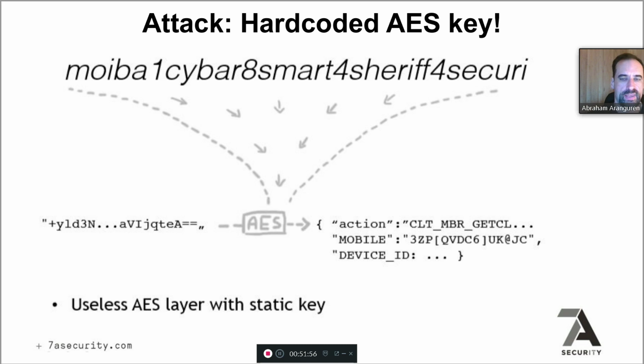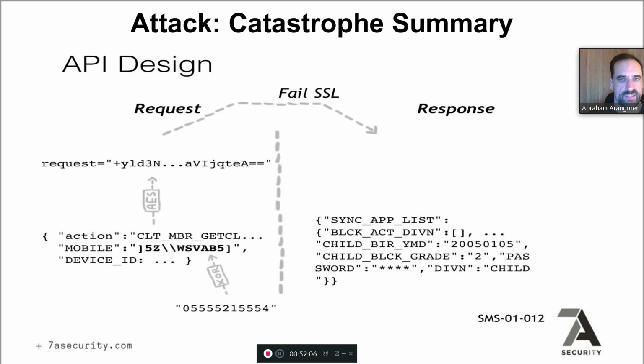This is the other layer. We have another hard-coded key through AES. This is the encrypted request, and this is the decrypted request. So it's basically a useless AES layer with a static key.